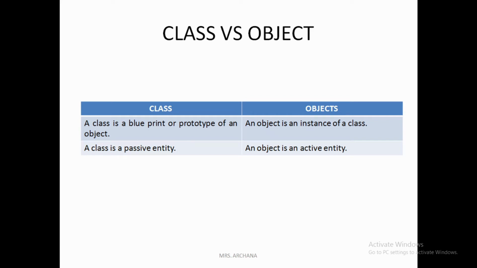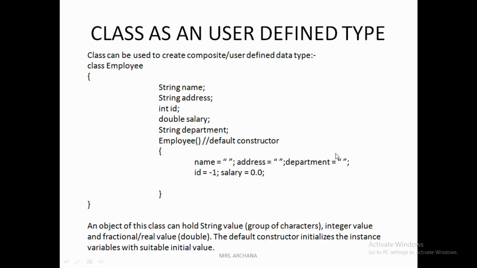This slide shows the difference between class and objects. As we have discussed earlier, a class is a blueprint or prototype of an object, and an object is an instance of a class. A class is a passive entity. An object is an active entity.